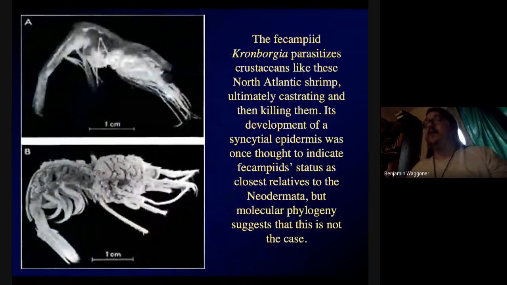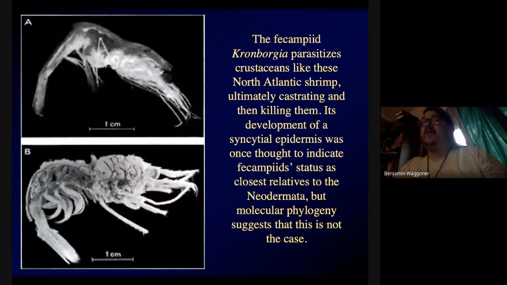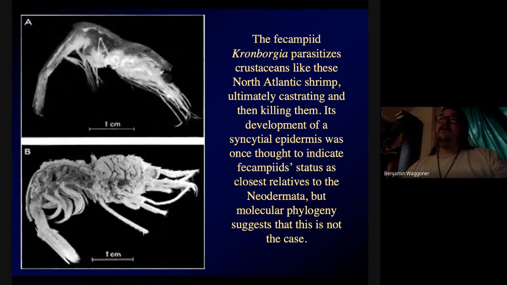There's another really weird one called Kronborgia that's a parasite of crustaceans. This is a North Atlantic shrimp. Down in the lower picture, labeled B, the carapace has been removed, and the cephalothorax, the, quote, head of the shrimp, is largely occupied with this thing that looks a little like a brain. That's the worm. That's Kronborgia. Kronborgia has a nasty trick that a lot of parasitic flatworms do, and it's exactly what it sounds like. It's called parasitic castration. They'll often go right for the gonads and eat them. And Kronborgia does this.